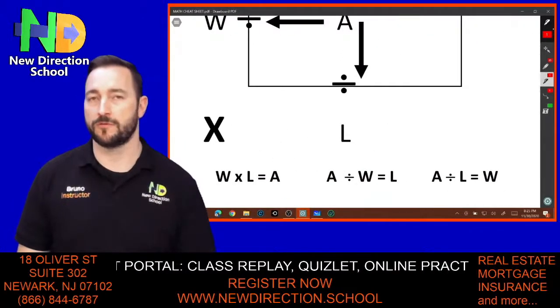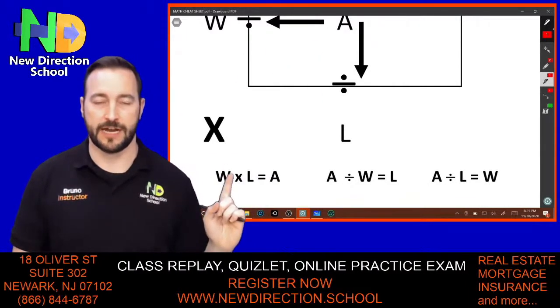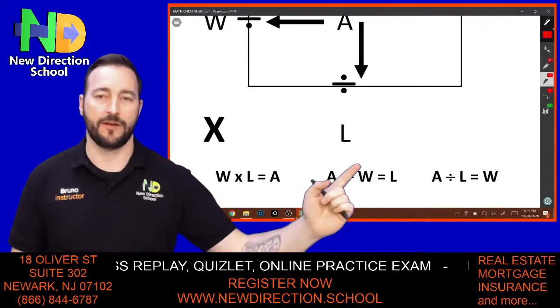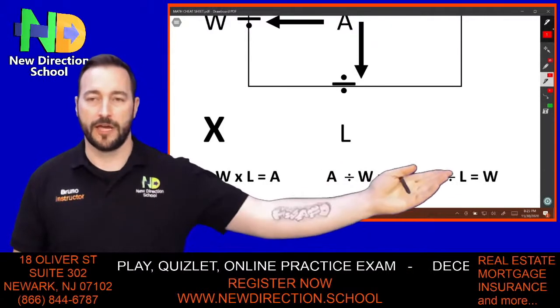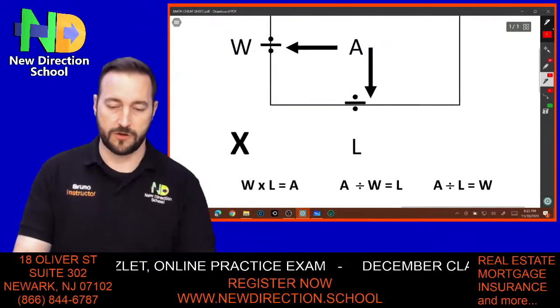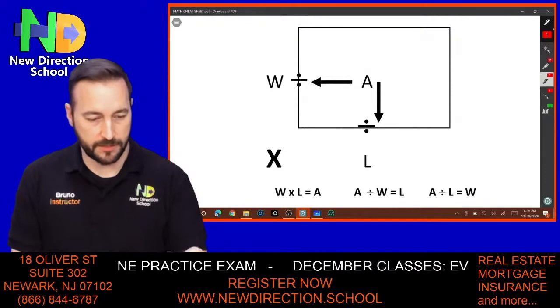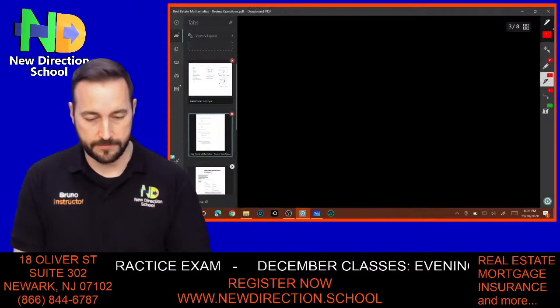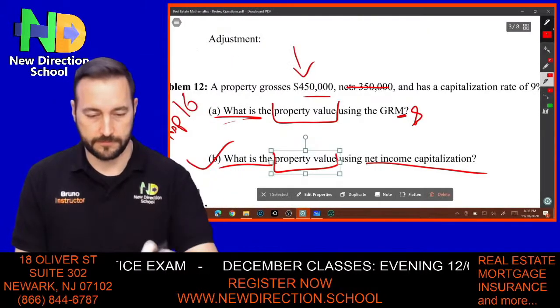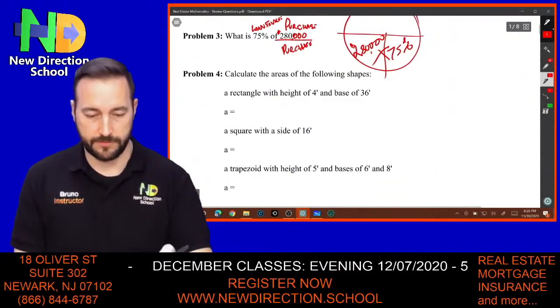You can either remember the formulas or remember what to do here. But it's width times length equals area. Area divided by width equals length. Or area divided by length equals the width. So these are all the variations of the formula. Let me go here. There was a question regarding here.